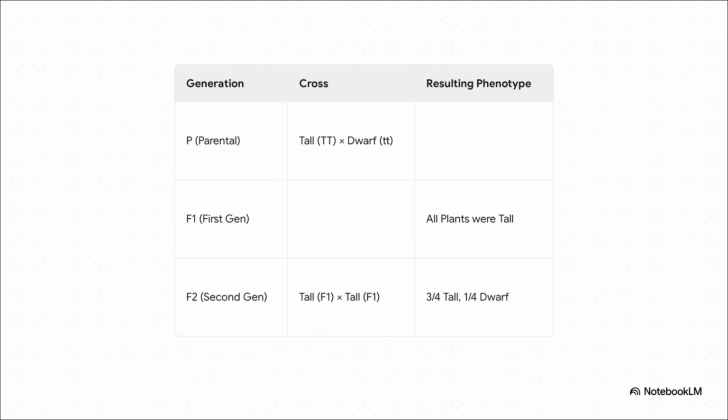He crossed a purebred tall plant with a purebred dwarf plant. And in that first generation, the F1, every single plant was tall. The dwarf trait just vanished. But then he crossed those tall plants with each other, and suddenly the dwarf trait was back, showing up in a super consistent 3-to-1 ratio. So what on earth was going on?